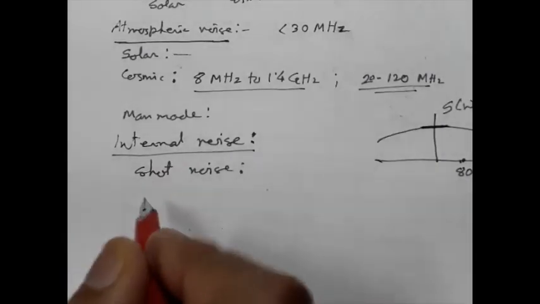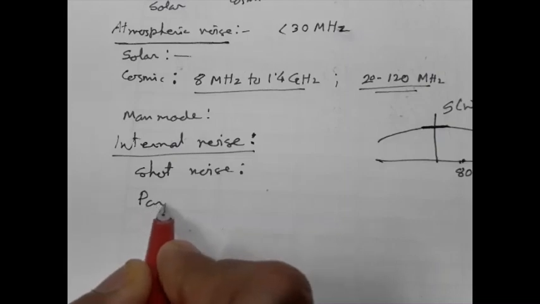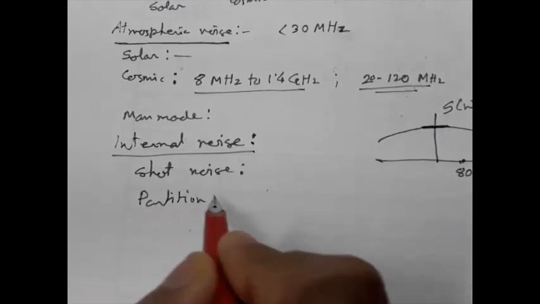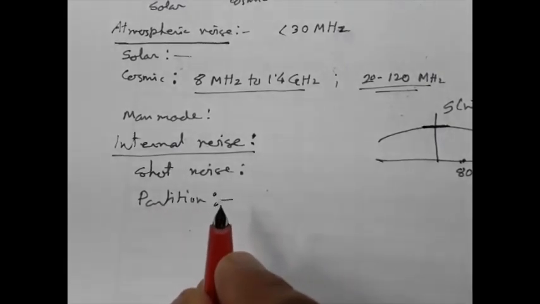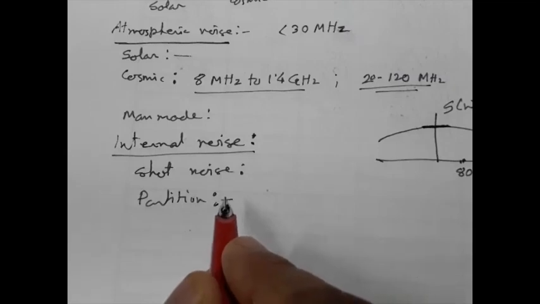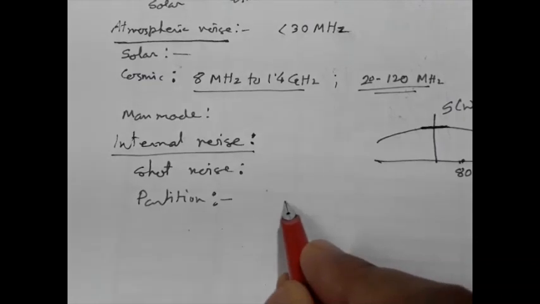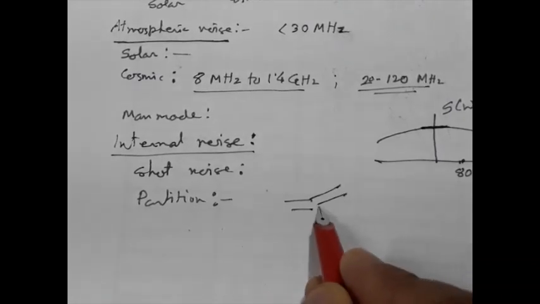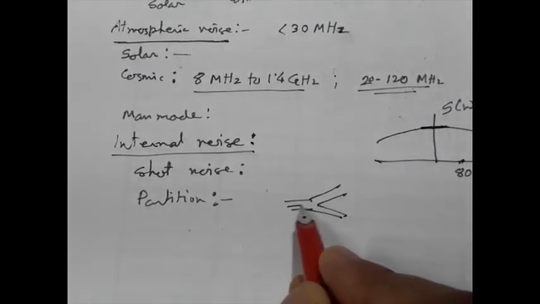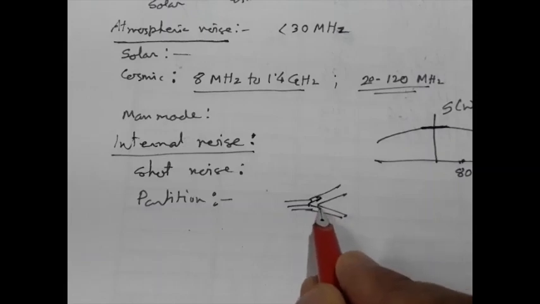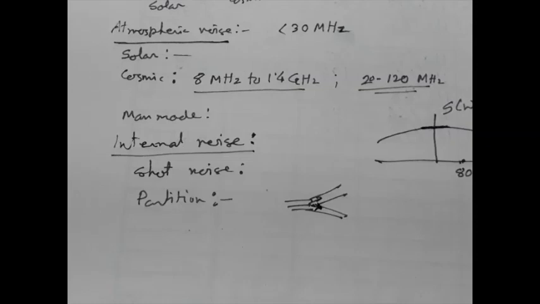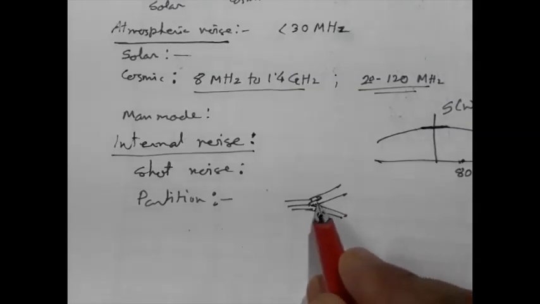Next comes the partition noise. Partition noise occurs when current has to divide between two or more paths, like this. So current has to divide in two or more paths, then we have this type of noise, and it results from the random fluctuation in the division. Here we have some random fluctuation of the electrons.